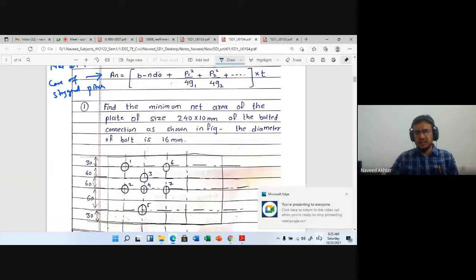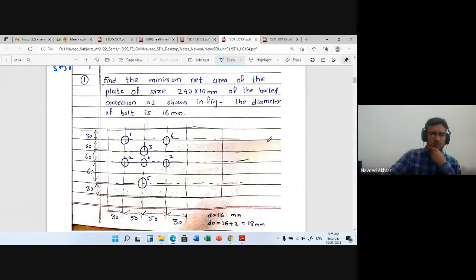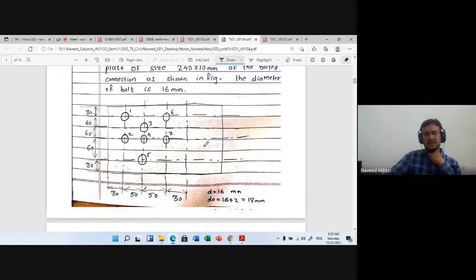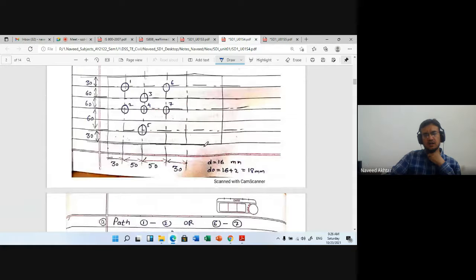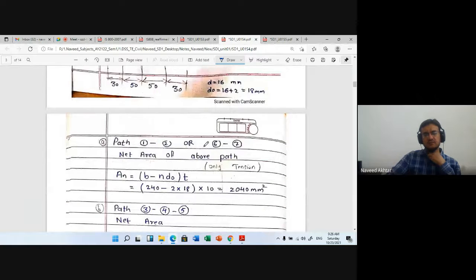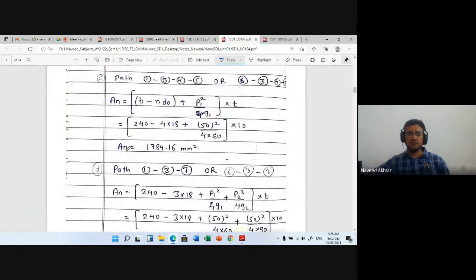Now here are the examples of how to find the net area of the section. So these two plates are connected with a number of bolts. You will find out the critical section where the failure can occur. Where the area is maximum, that is safe. If the area is minimum, then you can say that the failure will occur there.